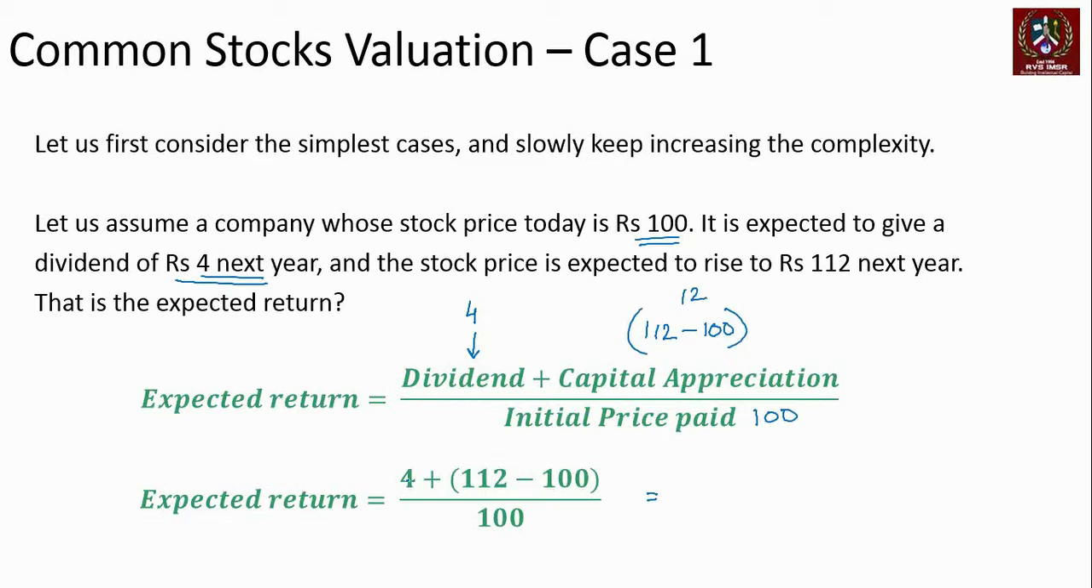So effectively, the value we get is 4 plus 112 minus 100, divided by 100. So that gives me 16%. That's the expected return from this particular stock. Valuation of stock, case one. If I have a company's stock price given today, and we know the expected price after a year, or maybe 2 years or 3 years, and we know the dividend of that year, let's say the next year, then we can find out the expected return from a particular stock. Fair enough, straightforward.